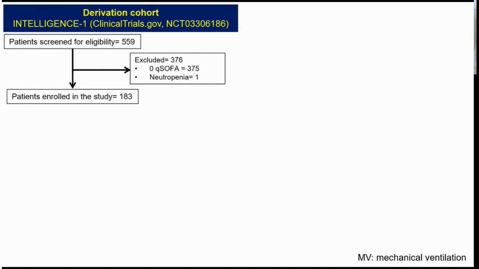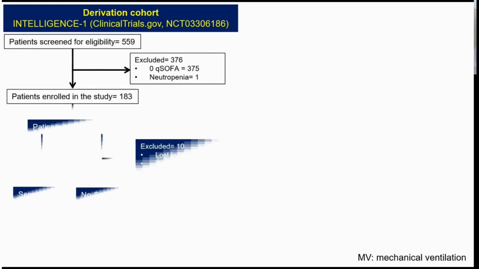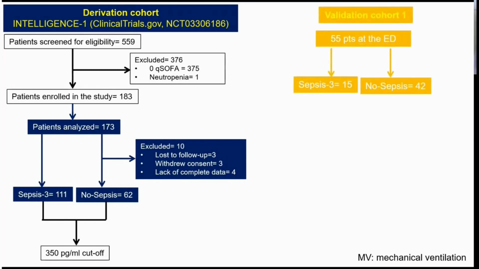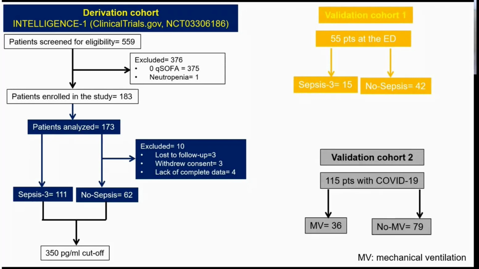So we used originally a derivation cohort of 183 patients. From them, 173 were analyzed and 10 were excluded. 111 had sepsis, 62 did not have sepsis, and we elaborated a diagnostic cutoff of 350 picogram per ml. We wanted to be certain that this is indeed the cutoff we are looking for. So we were in need of 2 validation cohorts. The one was 55 patients who were admitted in the emergency department, and the second, 115 patients with COVID-19.